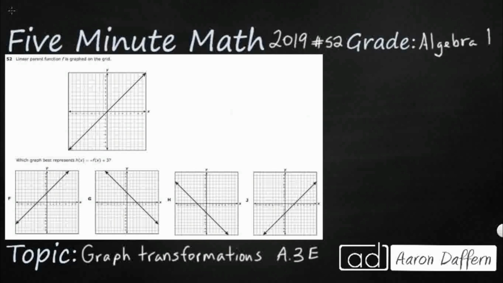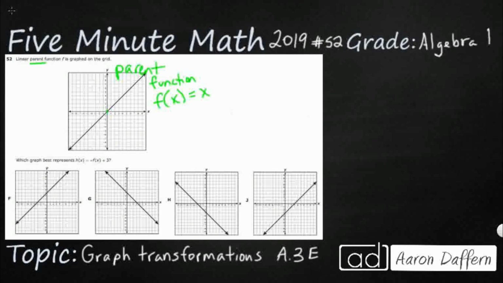Alright, so it's kind of small on the screen, but we have this parent function. This parent function is just going to be your basic vanilla function, right? You see that it's just got a slope of 1. And so we've just got this f of x equals x. We're just moving up at a slope of 1. It's a positive slope. It goes through the origin, so that's what we would call our parent function.